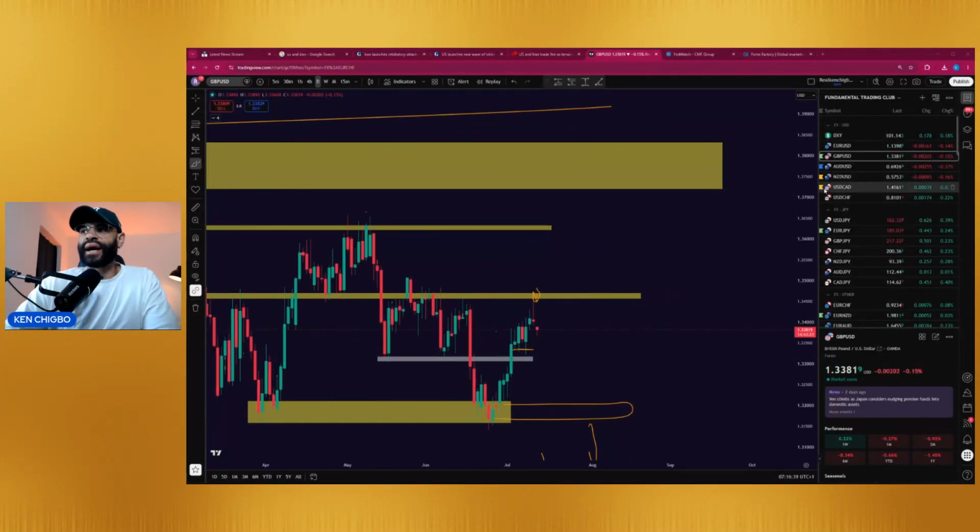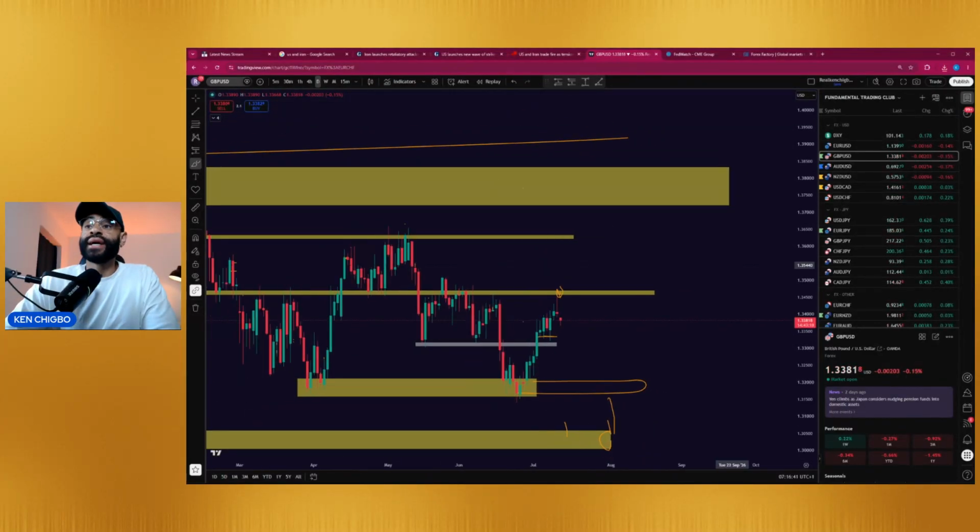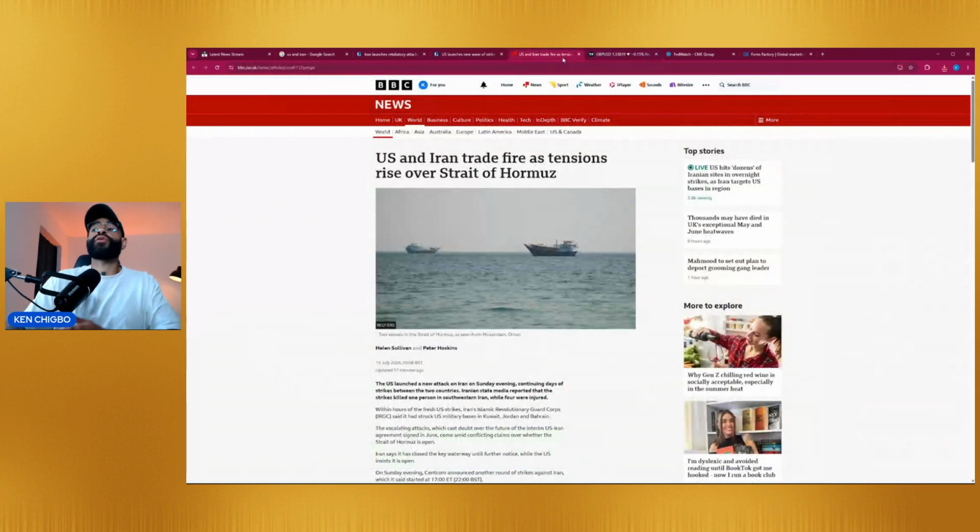GBP/USD coming under pressure at the open today. And as I said to you guys before, all of this, the movement that we're seeing in GBP/USD, is very much driven by dollar sentiment. And with dollar sentiment, there's flows happening into the dollar, as we know, because obviously the inflation trade and the geopolitical tensions, which is forcing the inflation trade.